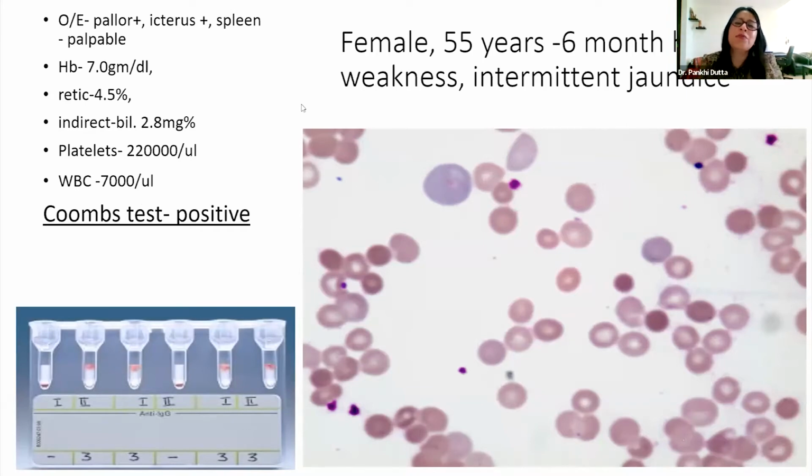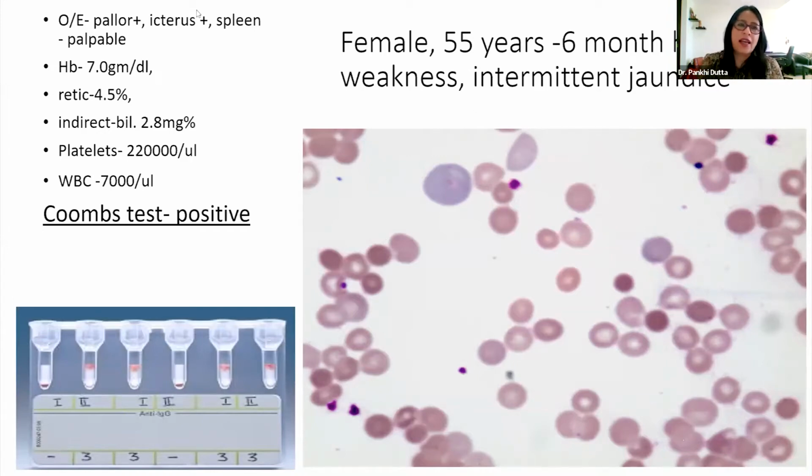No problem. So we move on to yet another class of hemolytic anemia. It's a 55-year-old female who had a 6 months history of progressive weakness. She's given history of jaundice. This is the peripheral blood film. You can see these dense cells which have no central pallor. These are nothing but spherocytes. You can see the blue large cells. These are the polychromatic cells which represent reticulocytes.